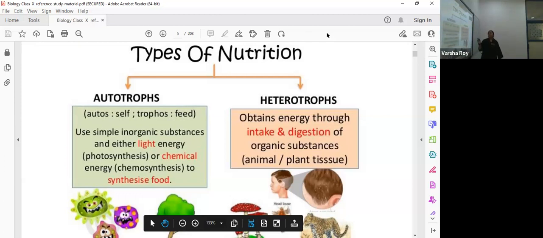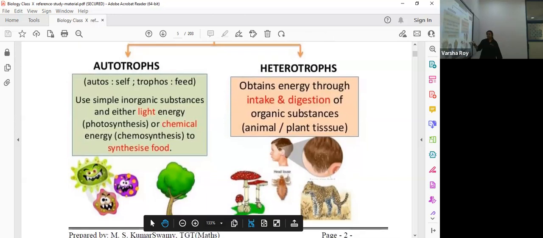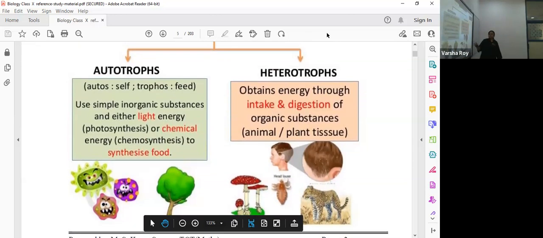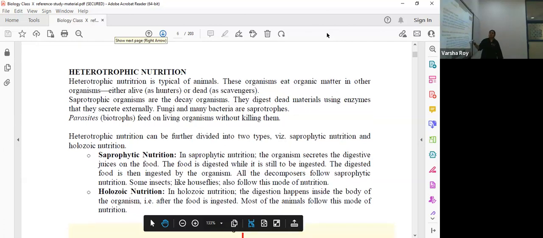Heterotrophs obtain energy through intake and digestion of organic substances, as I told you, animals or plant tissues. If they eat animals then they are carnivores, if they eat plants then... down till here. So you can see here these examples which are shown. Any doubt? Yes, speaker.